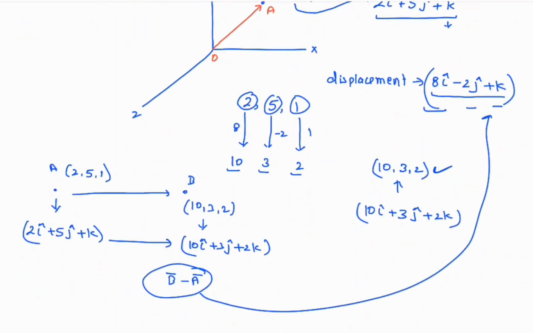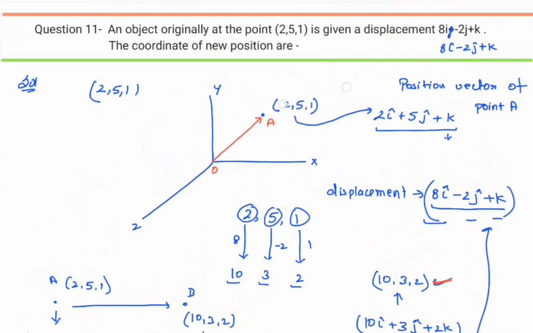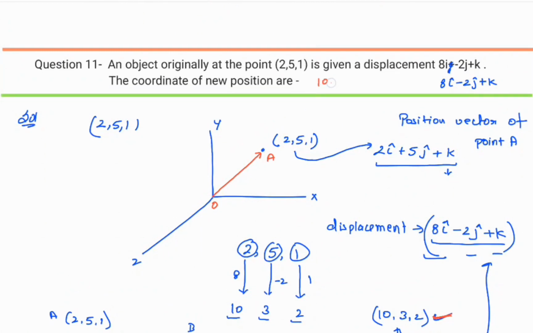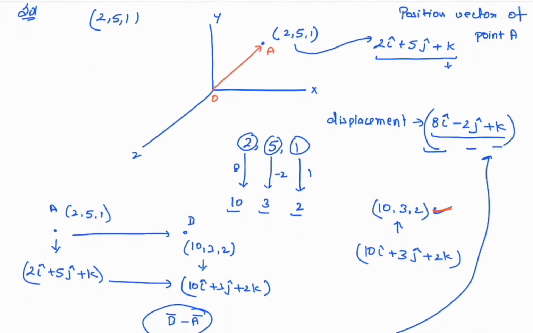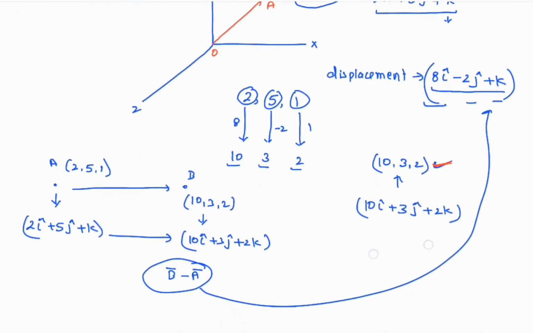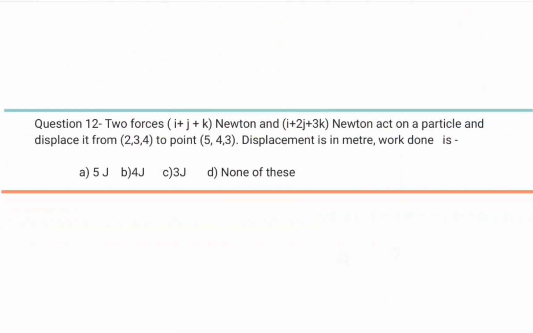Okay, but what was asked in the question? The question asked for the new point. That means for this question the coordinates are 10, 3, 2. This is the right answer. Okay, now move to the next question, question number 12.